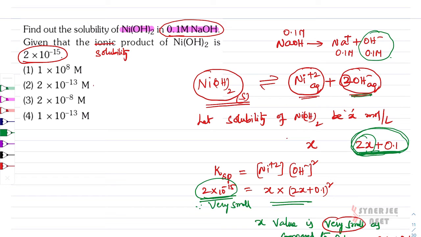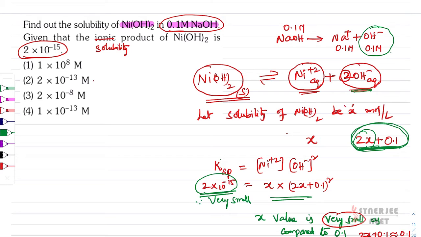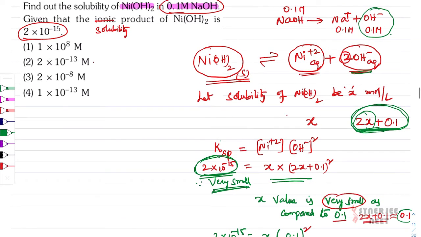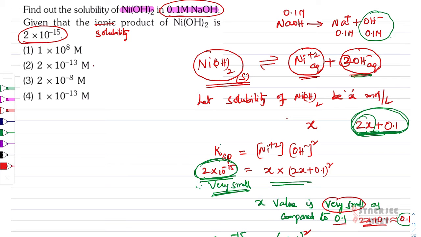Why? Because in most of the cases you will see they will give the KSP values which are very, very small. Since KSP is very small, by solving such cubic or quadratic equations, ultimately we will get a very negligible x value, 0.000 something. Since x is negligible, instead of going into laborious calculations, we can directly say 2x plus 0.1 can be approximated as 0.1, and proceed with the calculations. It will simplify the calculations, and you will get the answer quickly. So 2 into 10 power minus 13 is the right answer. So this one is right.